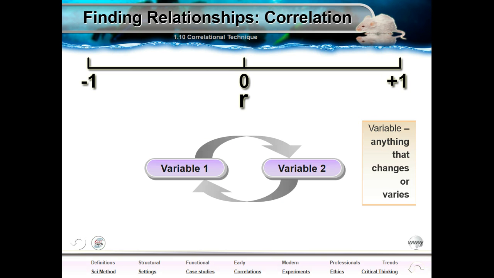For example, height can change. A person could be 5 feet tall, a person could be 6 feet tall, a person could be 7 feet tall. Weight is another variable. A person could be 120 pounds, 130 pounds, and so on. These are things that psychologists look at in research.